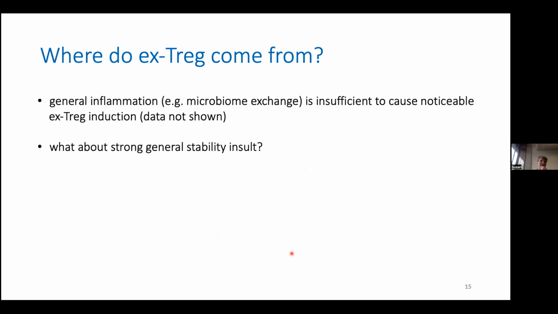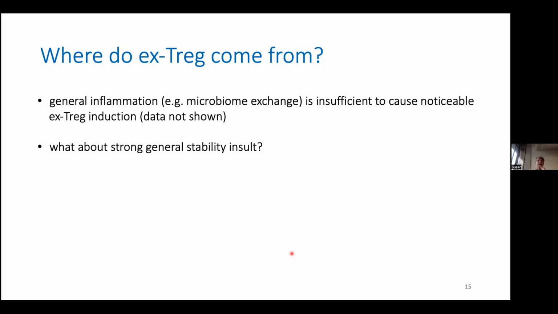So where do these cells come from? Which Treg will preferentially give rise to X-Treg? We've looked into this in great detail, and I'd like to share some of the data with you. And then in the end, discuss the impact that Treg plasticity can have on X-Treg development.